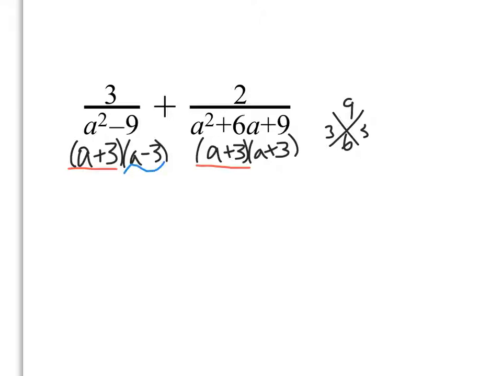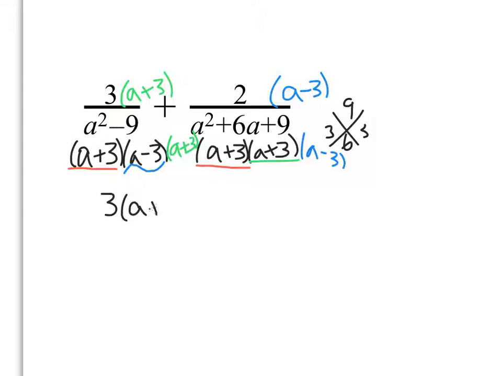A minus 3, the other one doesn't have a minus 3, so I need to multiply by a minus 3. And then I have another a plus 3 in this right fraction. So just because the first fraction had an a plus 3, it didn't have 2 of them, so I do need to multiply by that again. So my numerator is going to simplify. I'm just going to do that and not write my denominator for a second.